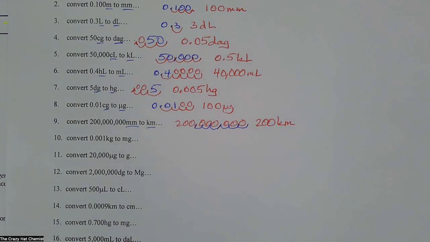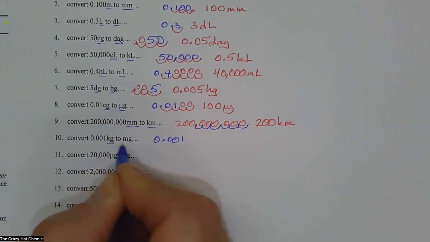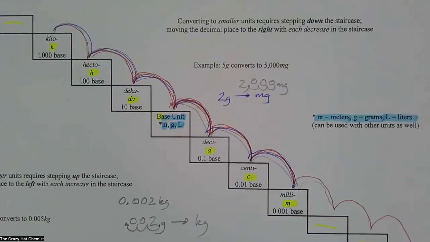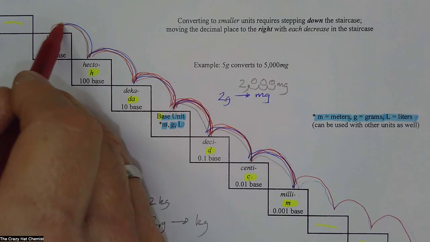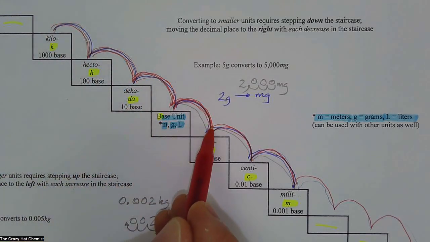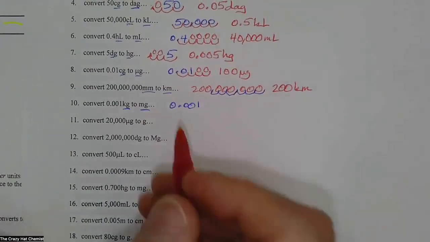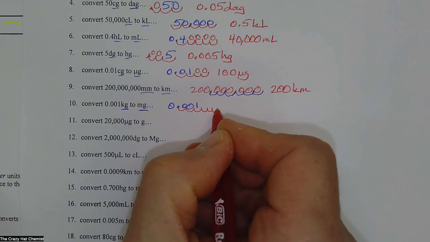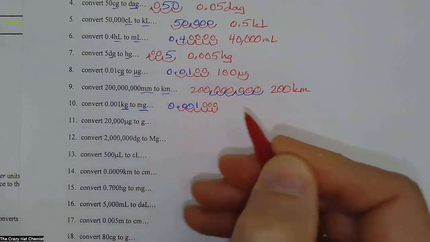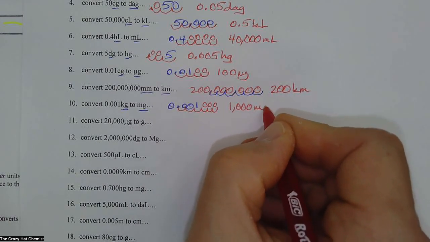Perfect. Next one is 0.001 kilograms to milligrams. So starting at kilo, we're going to go 1, 2, 3, 4, 5, 6 to the right. We're going to replace these with zeros, and that would be 1,000 milligrams.